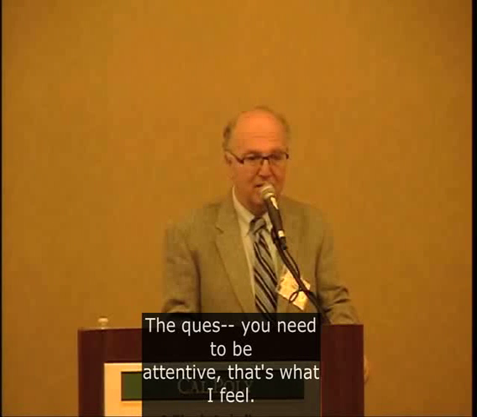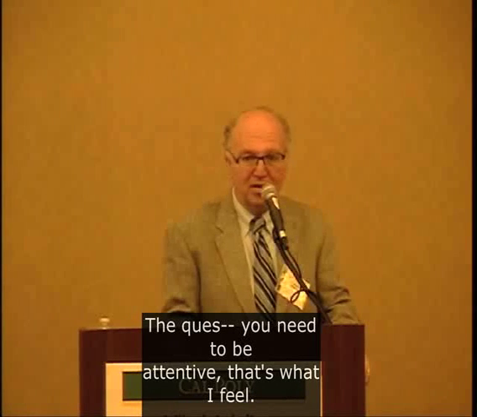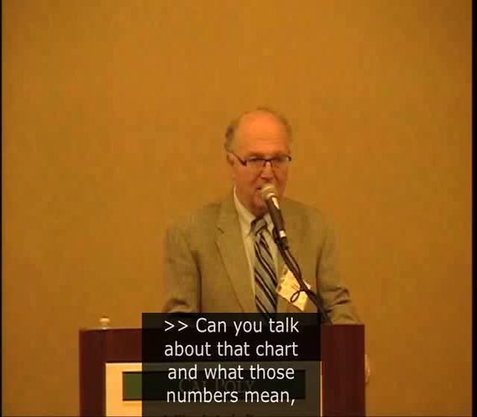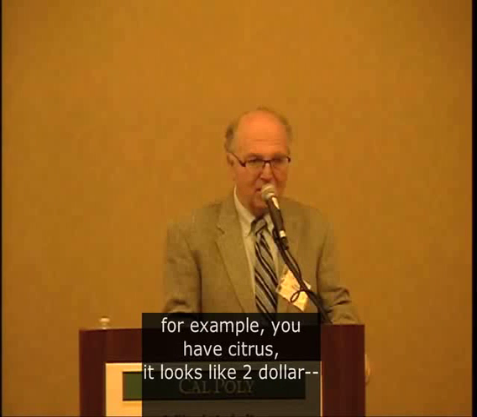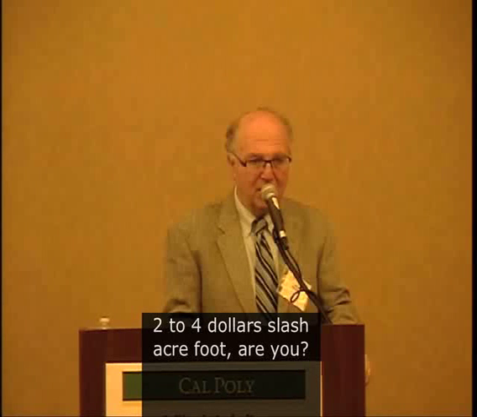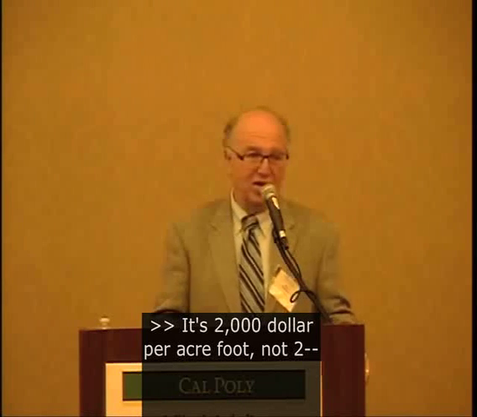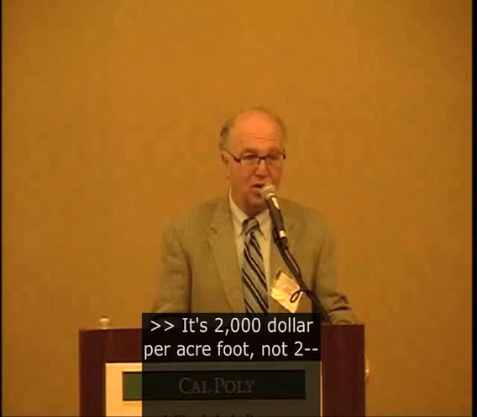Yes? In your chart in the water section, the heterogeneity is very high by crop. Can you talk about that chart and what those numbers mean? For example, you have citrus, it looks like $2 to $4 per acre foot. And almonds, 500 to 800. Oh, $2,000 per acre foot, not two.